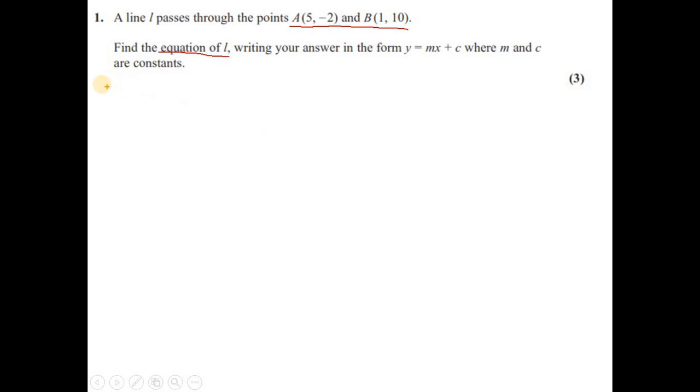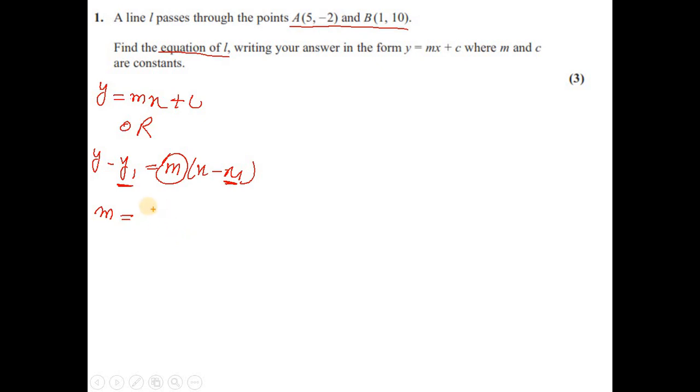Number one is you can use y = mx + c, or the better choice, because the points are given, is y - y1 = m(x - x1). So you need the gradient of the line and 1 point (x1, y1) on the line. The gradient m is equal to y2 - y1 divided by x2 - x1.